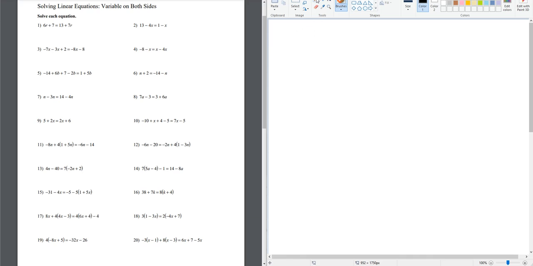So we'll start with a pretty basic one. I'm going to start with 6r plus 7 is equal to 13 plus 7r. Okay. So I'm going to move things to the left. There's no real reason for it. I just prefer to move it to the left. So that means that I want my variable term.